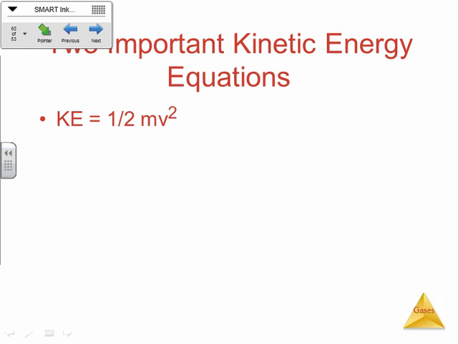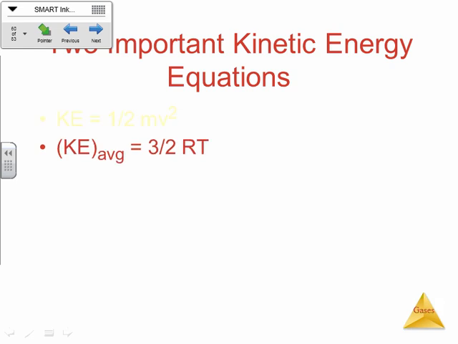But we're not going to talk in detail about how it gets derived, because it's not that important to you as long as you understand the relationships. Okay, so we just talked about the kinetic energy equation, 1/2 mv squared. There's another kinetic energy equation for average kinetic energy that relates the energy to the R and the temperature.